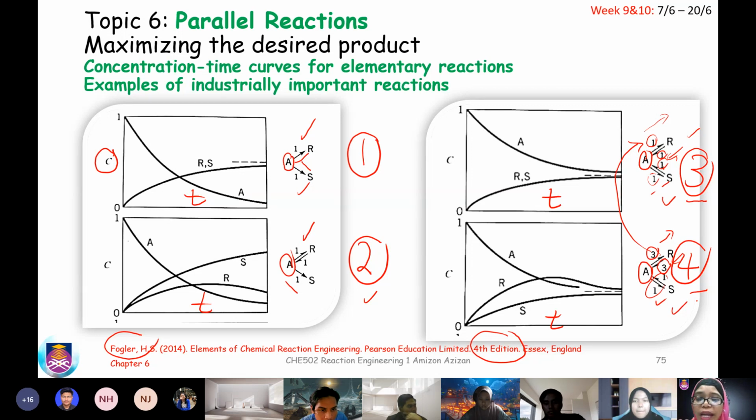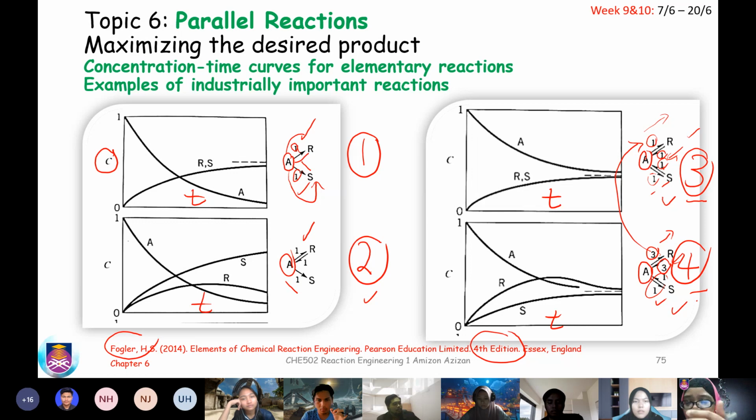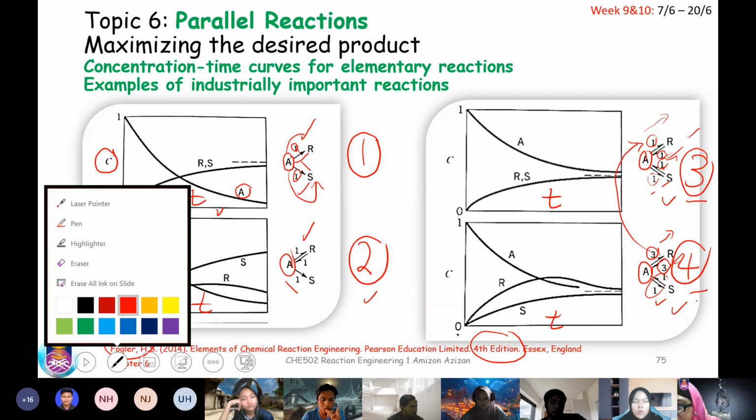We know that A produces R, and A produces S. Both have the same intensity of the rate of reaction, let's say. So we can say that through time, A as the reactant will decrease. All right, so I'm going to use a different pen color.